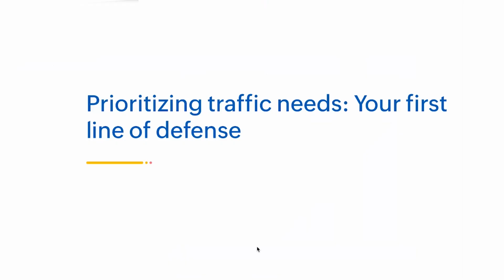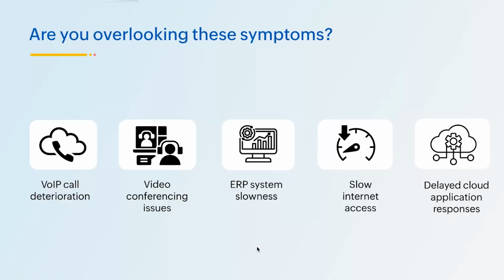Our next topic for the session is prioritizing traffic needs. Networks carry a critical burden in today's data-driven world. With this increased reliance comes a complex challenge, that is ensuring that critical traffic gets the priority it deserves. Network congestion can occur when too much traffic tries to utilize the same resources at once. With no dedicated policies or restrictions, some symptoms your network might show are poor VoIP calls, video conferencing issues, ERP system slowness, slow access to the internet, and delayed responses of the application.